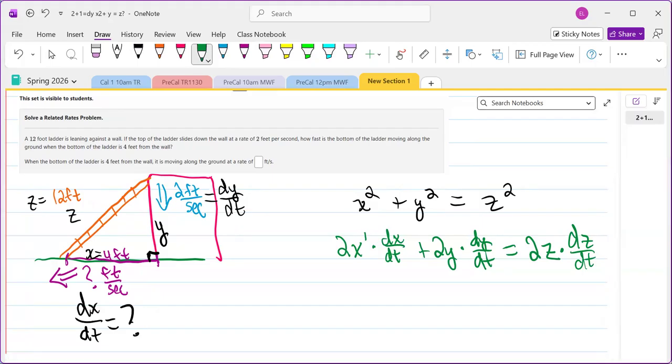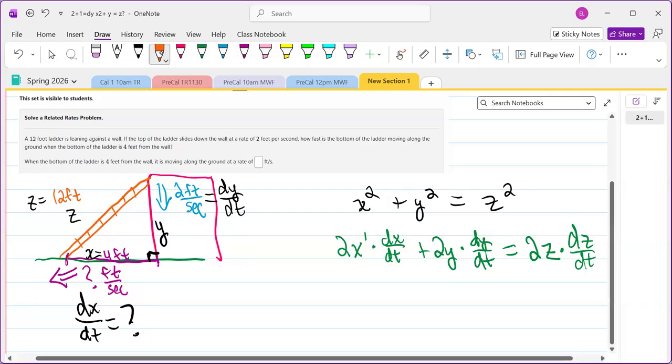All right, so I've got a formula that has dy dt, so that's something I get to fill in. I know my x and my z, but I don't know my y value in this snapshot, and I don't know dz dt. So I've got 2 more values I've got to think about.